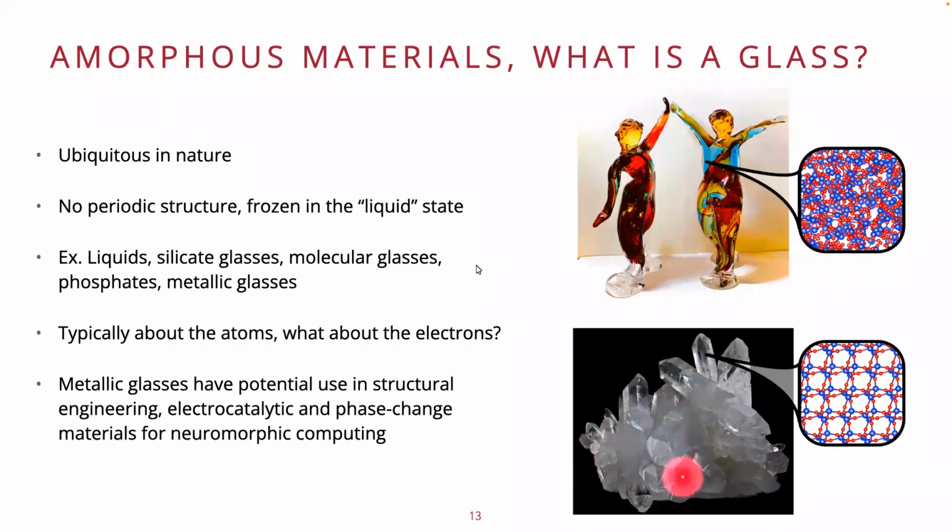You can see this blown glass here would have disordered atomic coordinates compared to the quartz crystal on the bottom. And when you think about glasses, you might be thinking from the atomic perspective, right? We understand that a lot of times these glasses are ceramics, but what about the electrons? Meaning, can we have a metallic glass? And does that offer unique opportunities from an engineering standpoint? There's been a lot of work in metallic glasses, and I'll show that in the next couple of slides, but they do have some very interesting applications.